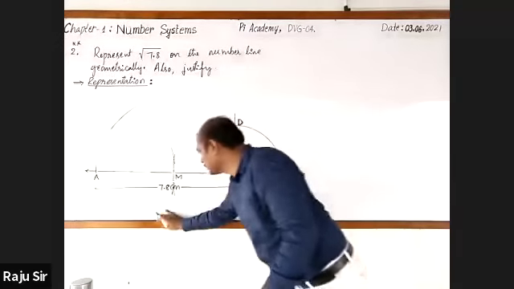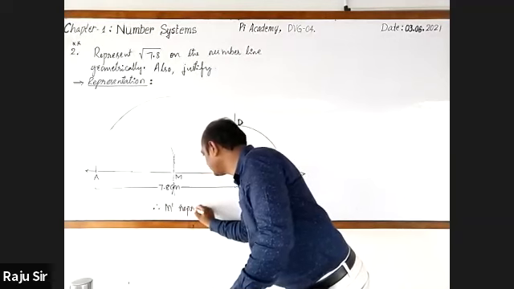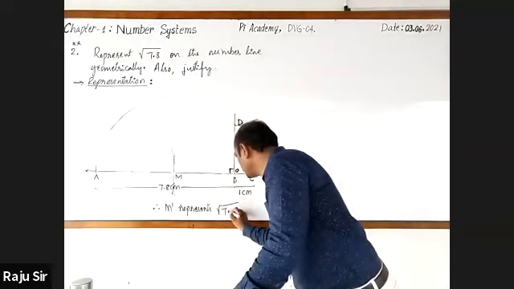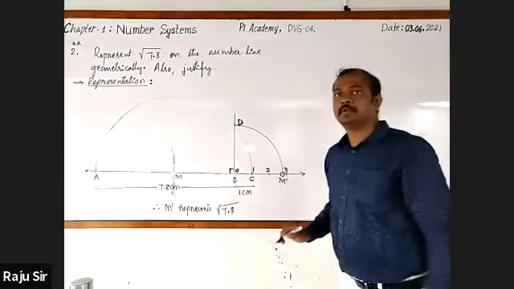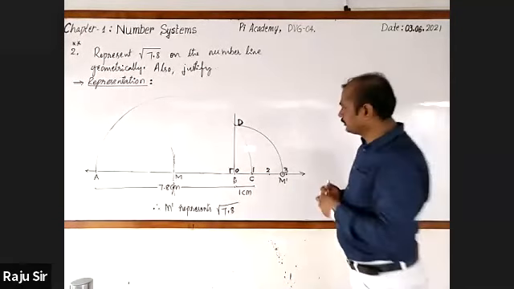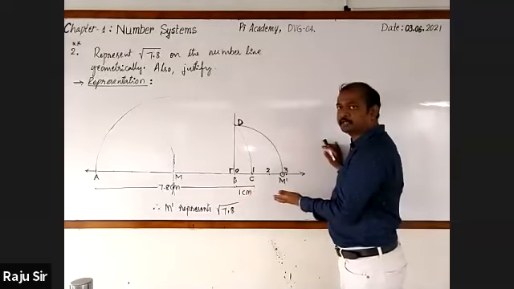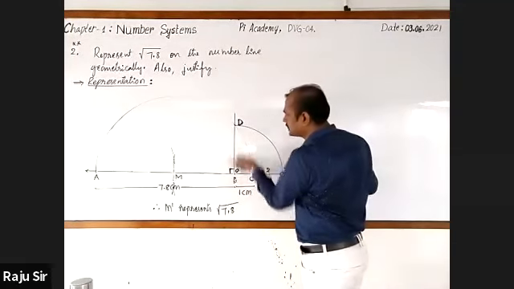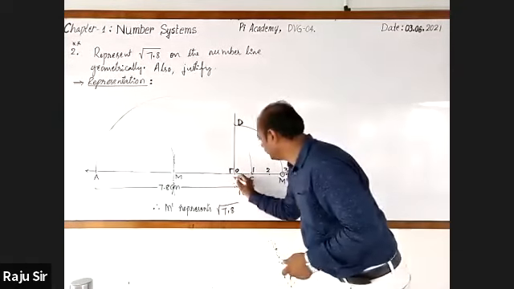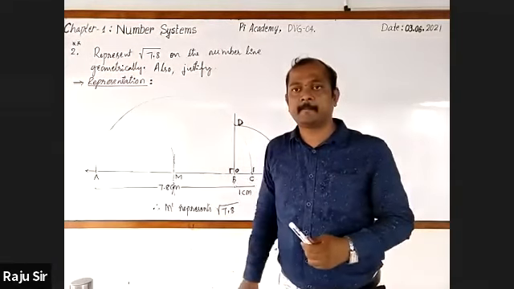Now write the conclusion. Therefore, M dash represents square root of 7.8 units. Now we have to justify why this M dash is square root of 7.8, or why this distance BD is square root of 7.8. Hope that you all have completed the construction.